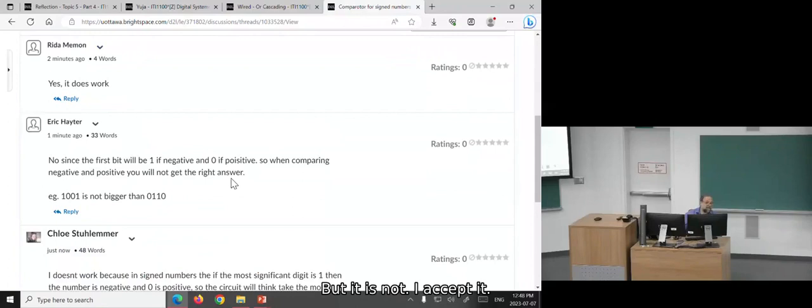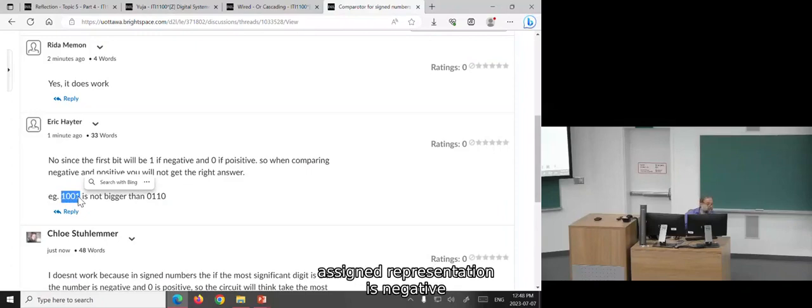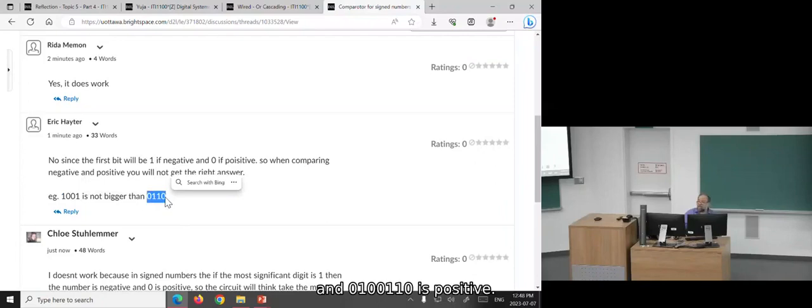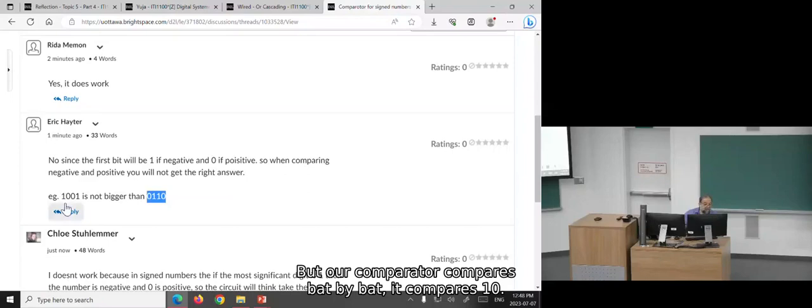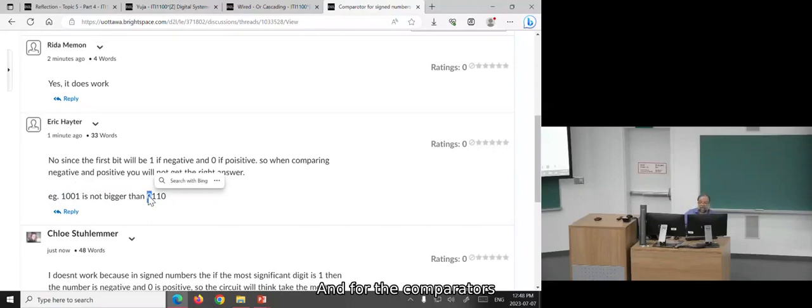You see, Eric is saying that 1001 in a signed representation is negative, and 0110 is positive. But our comparator compares bit by bit, so it compares 1 to 0, and it detects it as greater, which it is not, because it is a negative number. So Eric is right, it is not working for this. But let me see if you have written more.